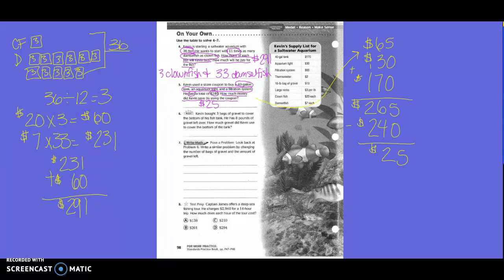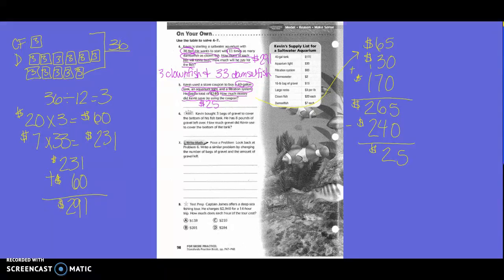Alright, so we went ahead and we'd already circled our information, and then we went over here and found that the filtration system was $65 originally, the aquarium light was $30 originally, and the tank was $170 originally. So if he wouldn't have had a coupon, he would have had to spend $265, but he only spent $240, so we subtracted that out, and he saved $25 with his coupon.